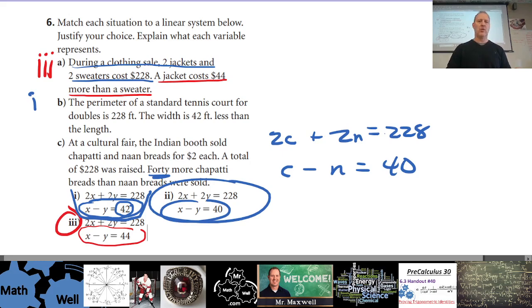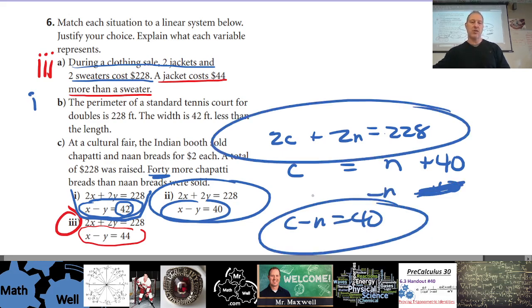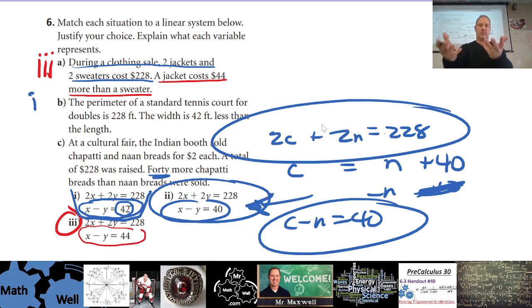There would be very little work to show, but you could do exactly what I'm doing. Make these into actual variables that connect with the question, and then show that it matches. The second equation is C compared with N, and there's 40 more chapati, so we're going to add 40 to the naan. Then you subtract N, and you get C minus N equals 40, and you circle this, and it connects with number 2. That's the work right there.